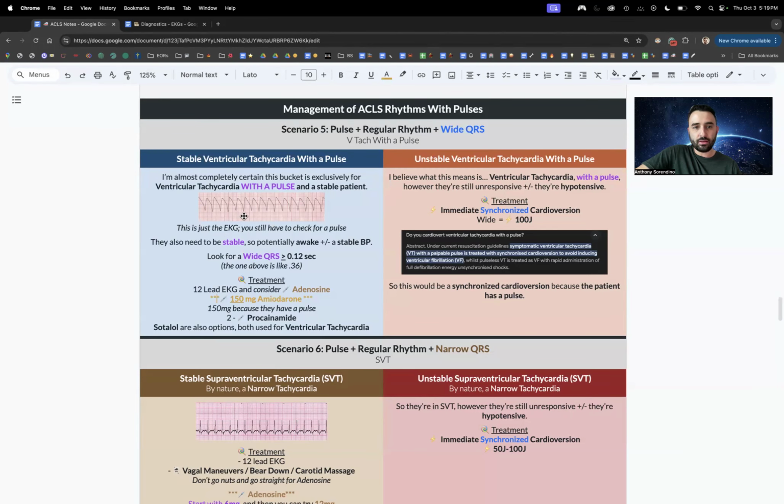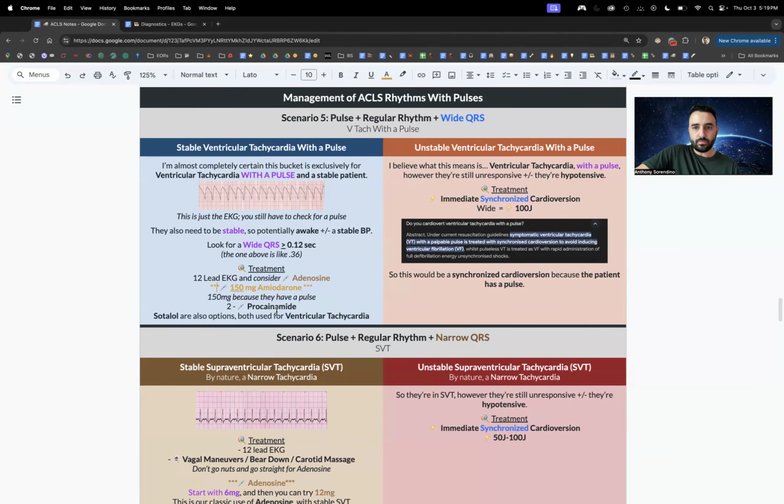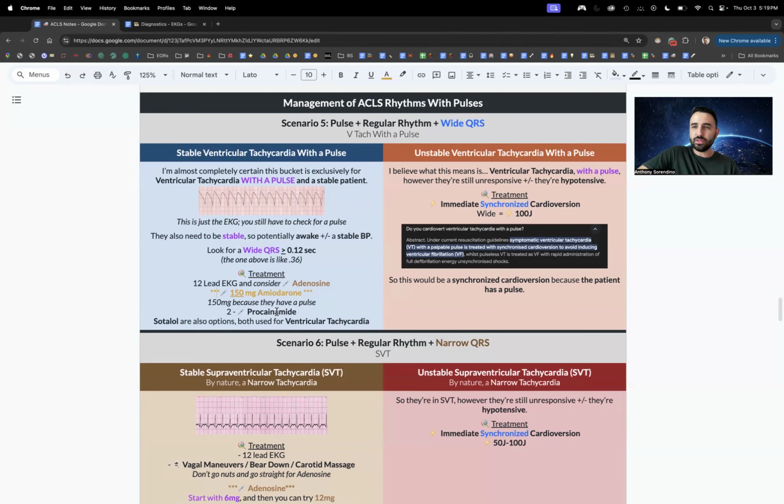This is what VTAC looks like. So just know the difference between the two. Some vignettes might just say they're unstable or their blood pressure will be very low, and you'll know, okay, that's going to be electrical cardioversion. If they're stable, it's going to be medical cardioversion.